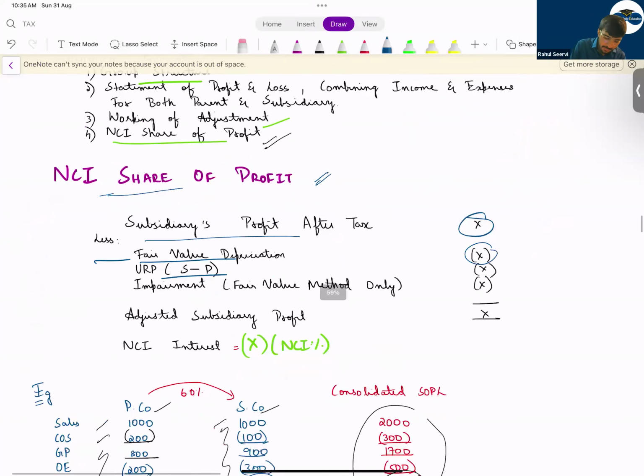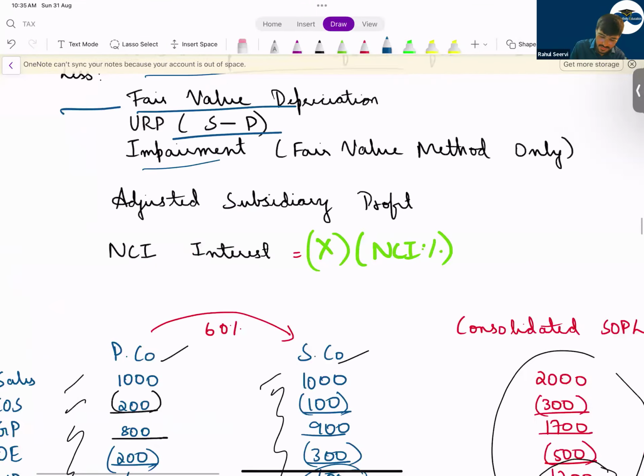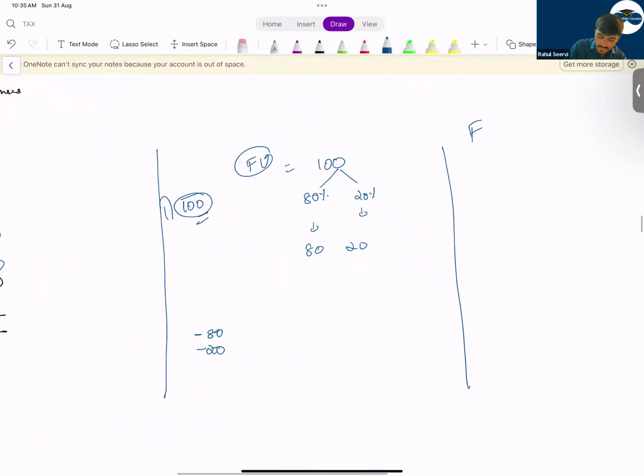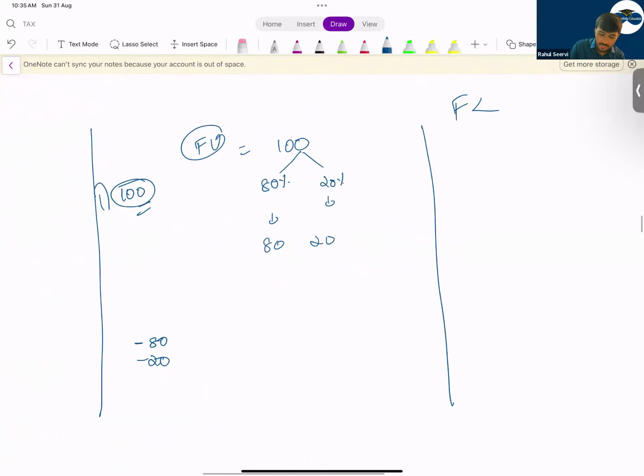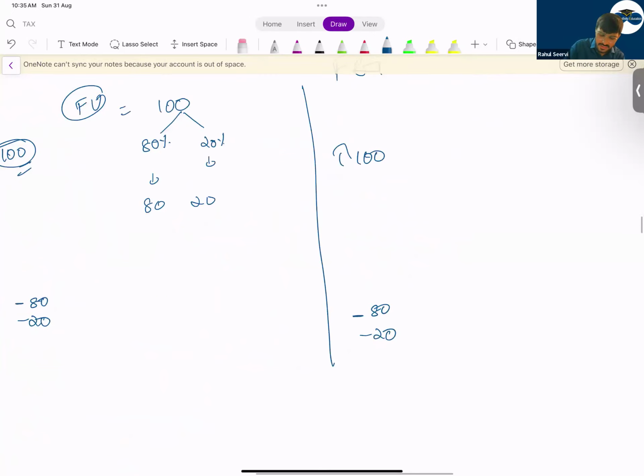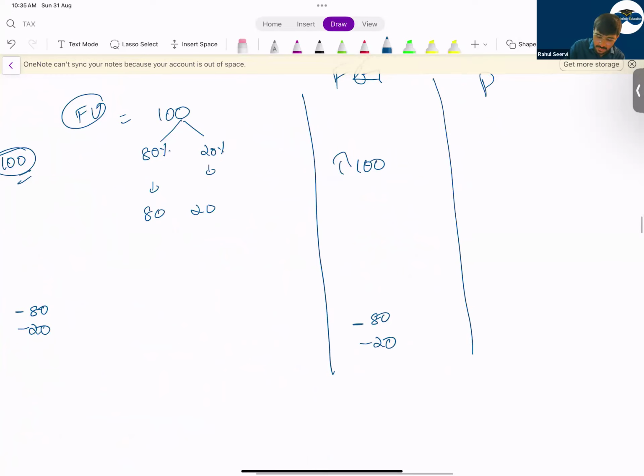Then, sir, impairment. If impairment is there, and that is for the full goodwill method, what should we do? You will increase the cost of sales by 100, out of which 80 will be given to parent and 20 to NCI. Allocate it. If it is the proportionate method, you will take 80 here and only reduce 80. Simple. No other adjustment.